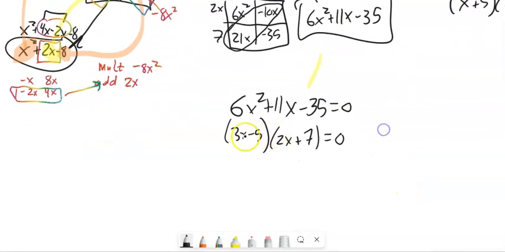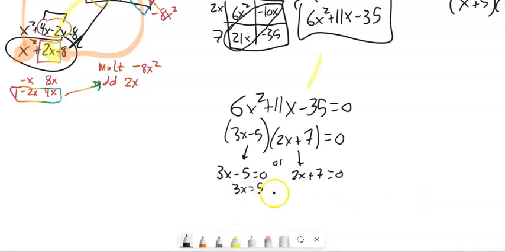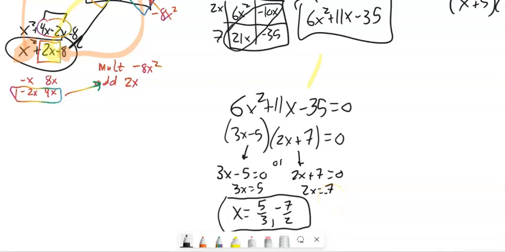And then I've got my two things multiplied together to give me 0. So that means this equals 0. So 3x minus 5 equals 0. Or this equals 0. And I can solve those. Add 5 to both sides, I get 3x equals 5. Divide both sides by 3, x equals 5/3. On this one, subtract 7 from both sides. 2x equals negative 7. Divide by 2, x equals negative 7/2, and just leave them as fractions. Don't even worry about those unsightly decimals.